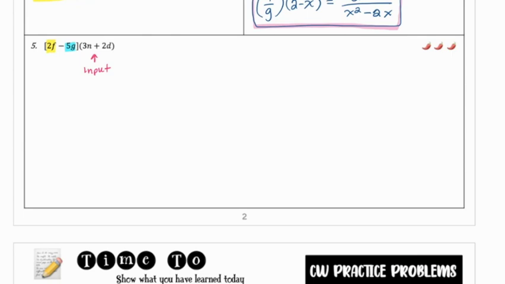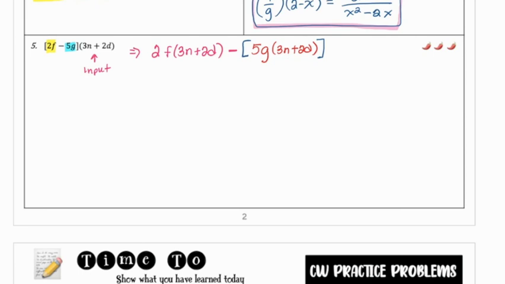So this means twice the f function when my input is 3n plus 2d minus, don't forget what I said about the subtraction, you must make sure you subtract the entire thing. So I'm going to put extra parentheses or a bracket, 5 times the g function when the input is 3n plus 2d. Now that I have that, I'm going to actually rewrite into my function pieces.